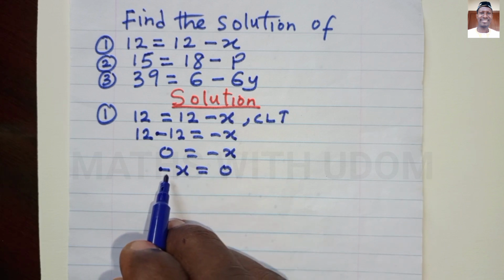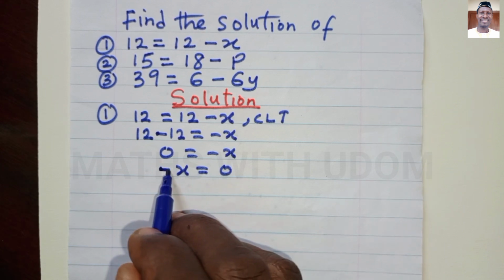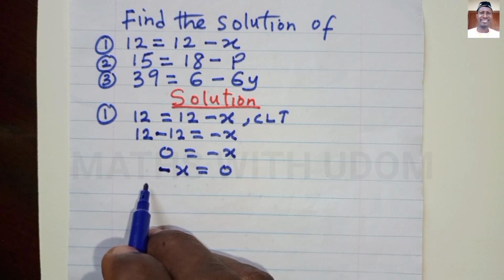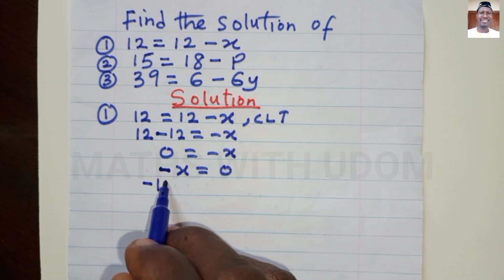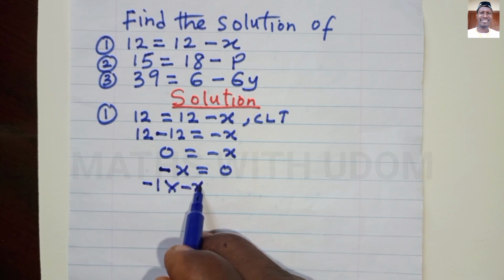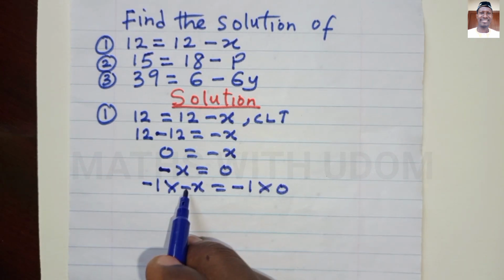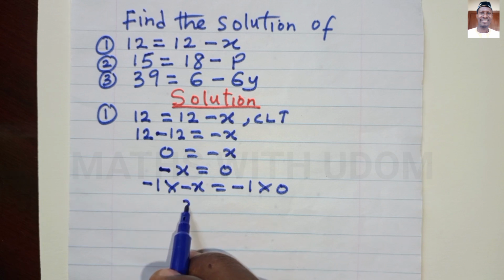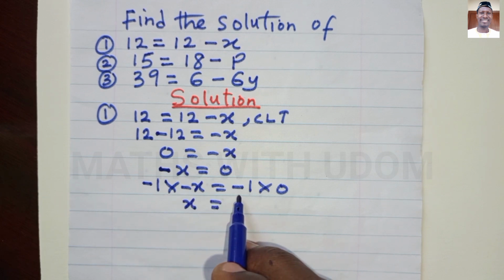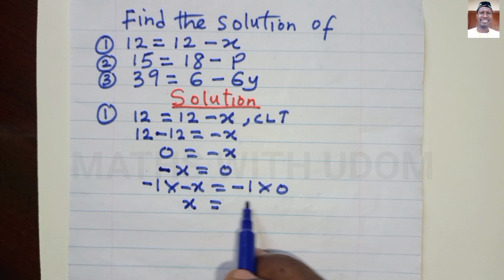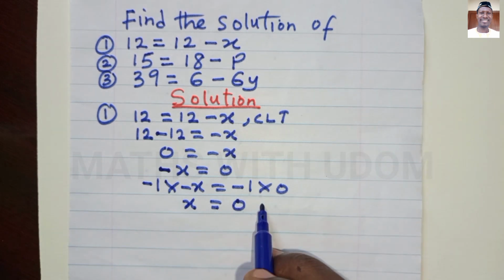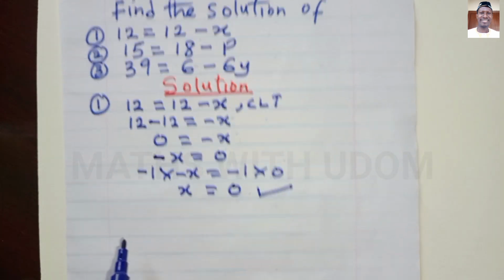So you multiply both sides of the equation by negative 1. So we have minus 1 multiplied by minus x equals minus 1 multiplied by 0. Minus times minus is plus. Then we have plus x equals minus 1 times 0. Any number multiplied by 0 is 0. Therefore, our answer is x is equal to 0. That's for number 1.